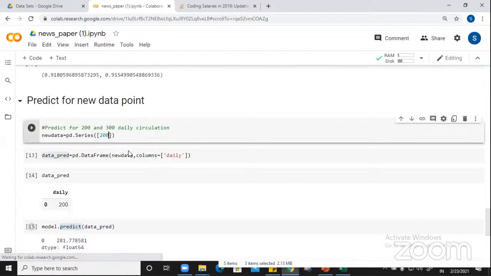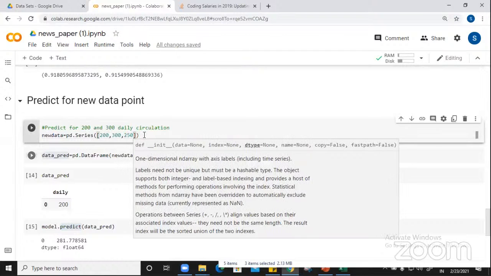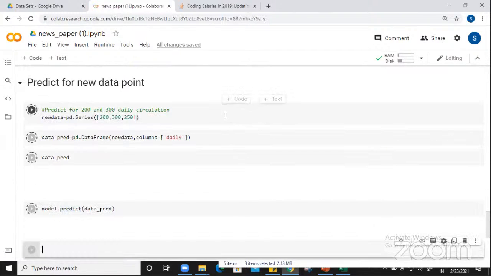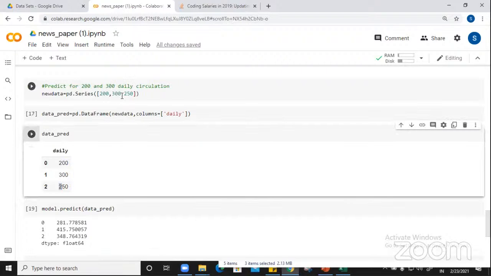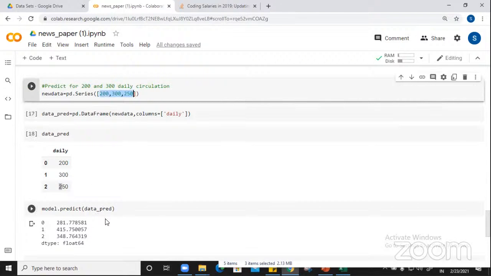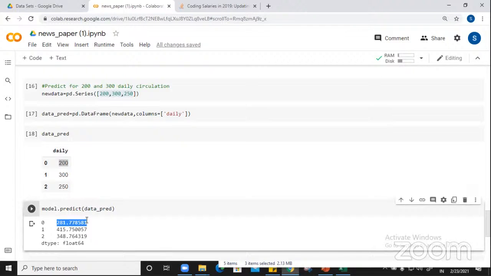Okay. Now I want to predict for some more values like 300, 250. So in the daily we have 200, 300, 250, whatever we have. Just input each of these values. So we have got the Sunday magazine. Let's say imagine that you have 3 branches. One branch is selling 200, second branch is selling 300, third branch is selling 250. The branch that sells 200 daily circulations, you can expect to sell 281k Sunday circulations, and likewise 450, 415, 348. So this is how you can implement a simple linear regression equation in Python. Okay, fine.